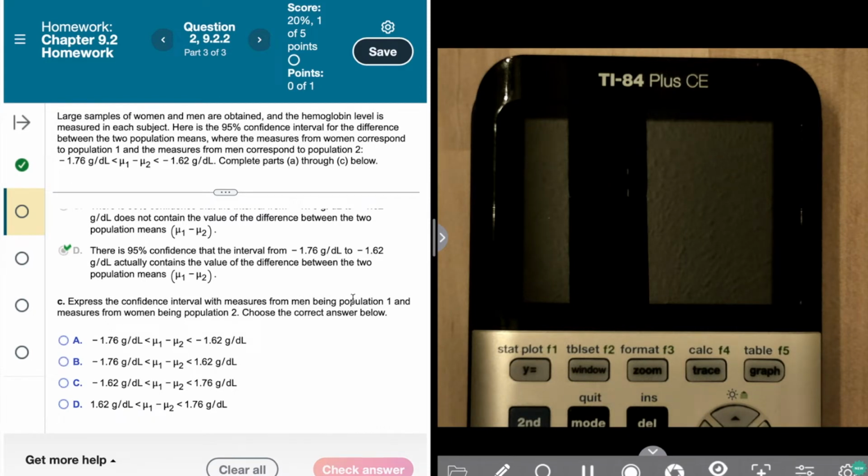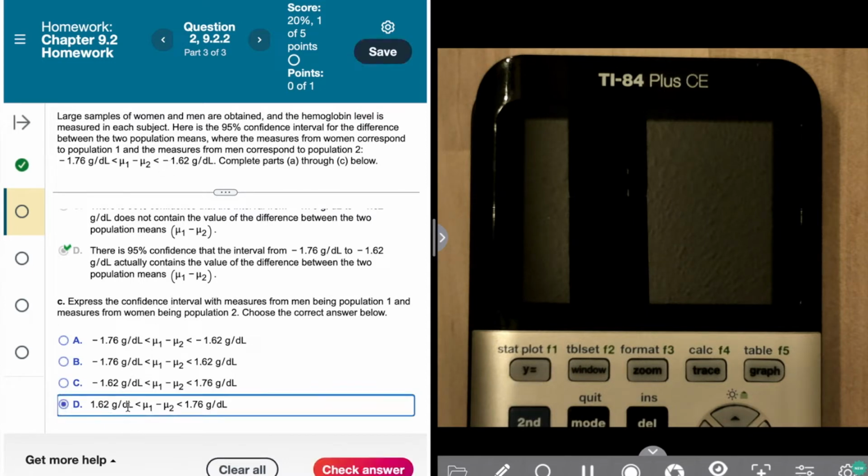Express the confidence intervals with men being population 1 and women being population 2. So in other words, what happens when we switch men and women in the subtraction order? Well, we should get the same values. It's just that these signs are going to be switched. So if the signs are going to be switched, then now the 1.62 is less than the 1.76, because if the men go first, then the subtraction is larger minus smaller, which is always positive.